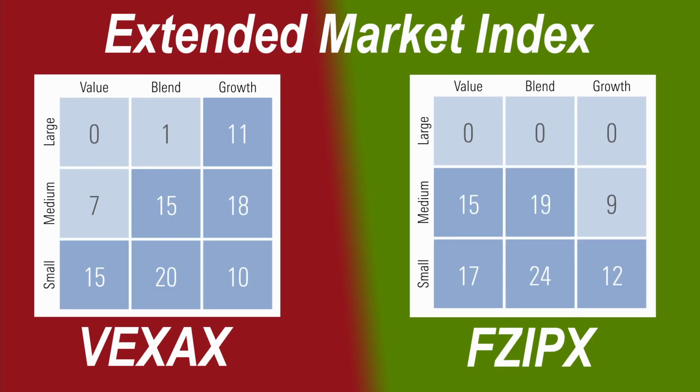Next are the extended market index funds. These have the most significant difference. I made another video on the extended market index funds, which I'll link below. But they are basically meant to be used with the large cap index fund to match the total market index fund. My other video explains why some people do this. We have VEXAX on the left and FZIPX on the right. VEXAX has 12% in large versus 0% for FZIPX. VEXAX has more growth while FZIPX has more value.